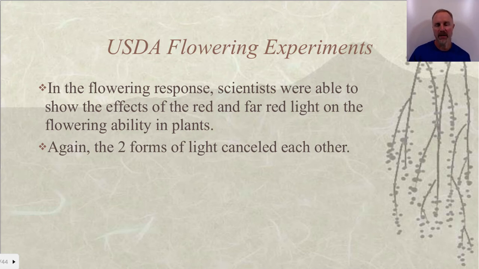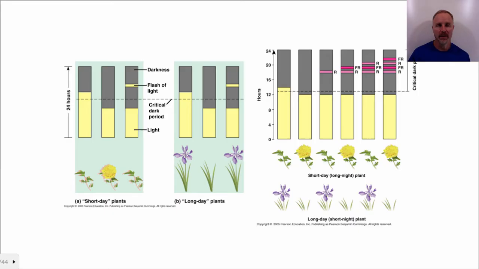So in the flowering response, what the scientists were able to do was show the effects of the red and the far red light on the flowering ability of the plants, because they figured it out with the germination, they were looking at the flowering, and again, they found the two things were canceling one another. One undid the other. So when we're looking at this flowering, like we just talked about here, again, we're looking at these short day plants, okay? And these are actually, again, long night plants.